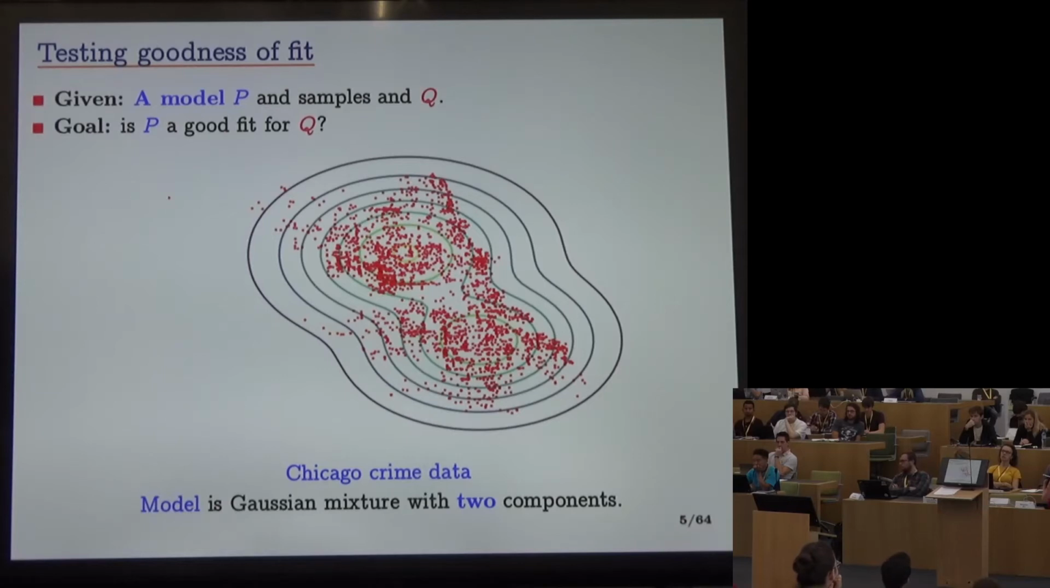So rather than comparing one sample and another sample, like a sample of real digits to a sample of fake digits, in this instance, I'm comparing a sample to a model. So I've got a sample, my set of points, which are my crimes in Chicago, and then I've got a model, a mixture of 2 Gaussians. I want to know how far away the sample is from my model.